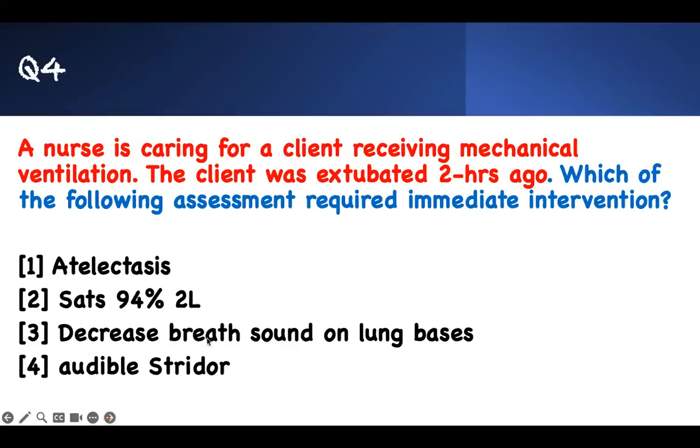Number 4, a nurse is caring for a client receiving mechanical ventilation. The client was extubated 2 hours ago. Which of the following assessments requires immediate intervention? Saturation 94% on 2 liters, decreased breath sounds on both lung bases, and audible stridor. Think about it and be sharp when you think about it.